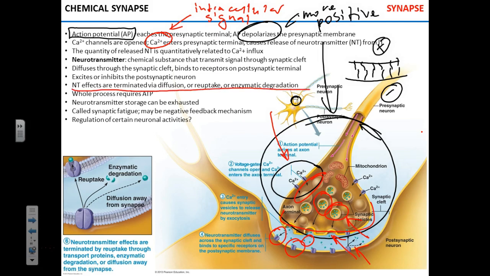Effects of neurotransmitter can be terminated in 3 ways. It can diffuse away from the synapse. As you can imagine, it takes a while. Does that make sense? It can be taken back into the presynaptic neuron, or can be destroyed. Does that make sense? Couple more things about the whole process. First of all, the amount of neurotransmitter that is released is proportional to the amount of calcium that enters the cell.